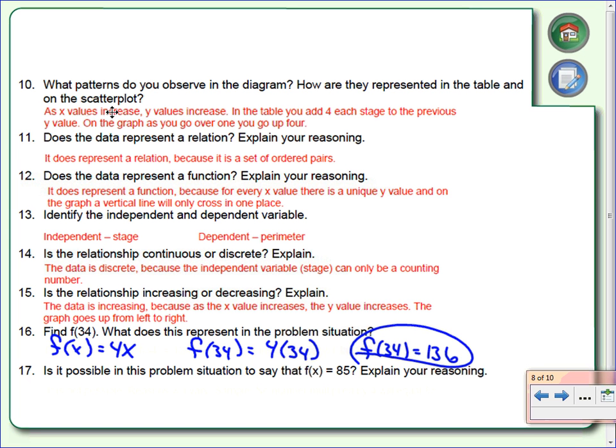Last one here, number 17. Is it possible in this situation to say that f of x is equal to 85? Would that be possible? No. Why not? Because all the numbers are multiples of 4. So no, this is not possible. The reason it's not possible is because we have all of our y values that are multiples of 4. In other words, it's always 4 times something to give us this y value, and there is no 4 times something to give us an 85.